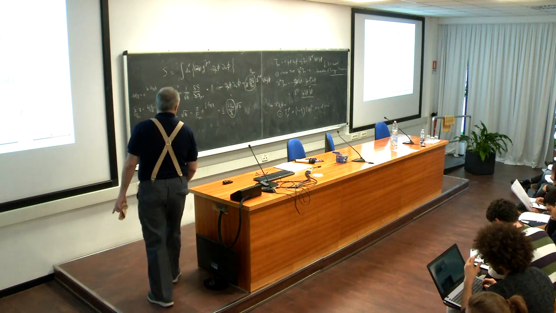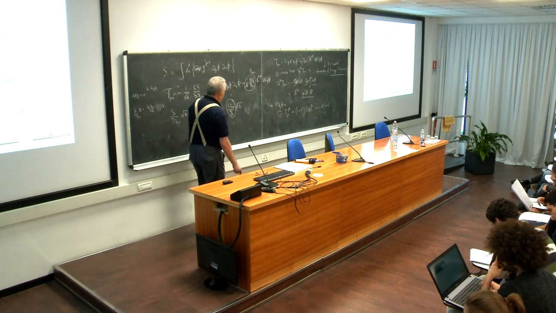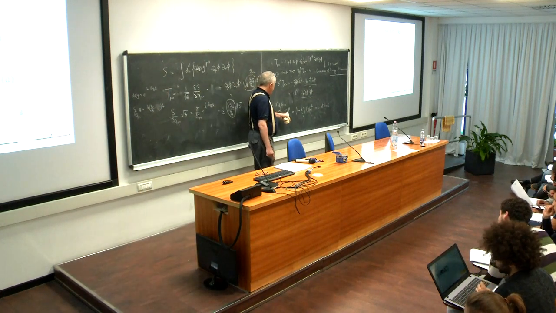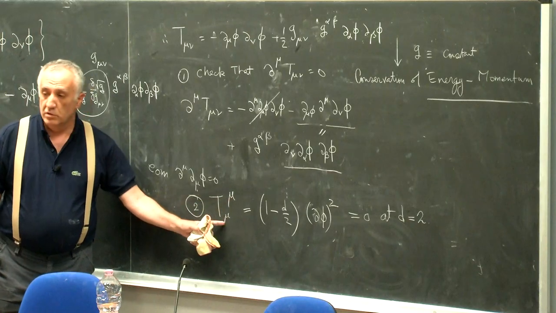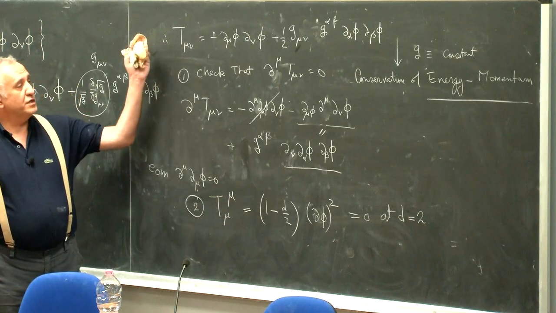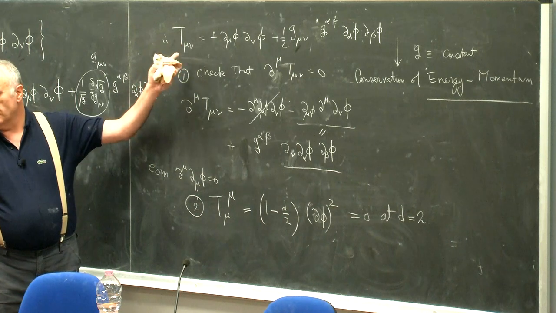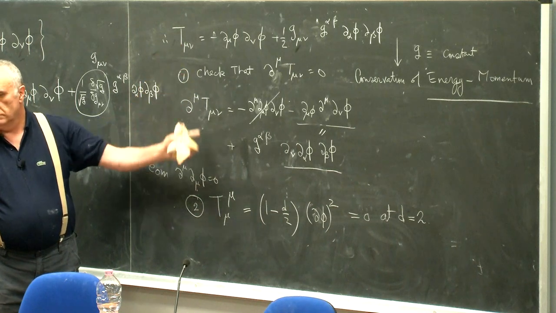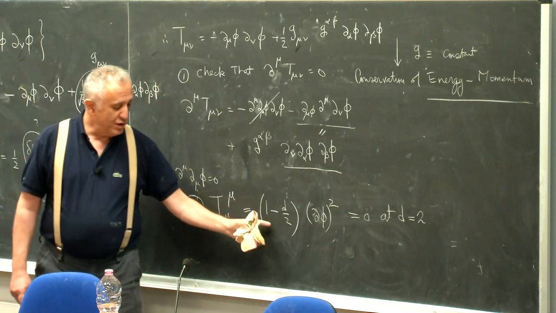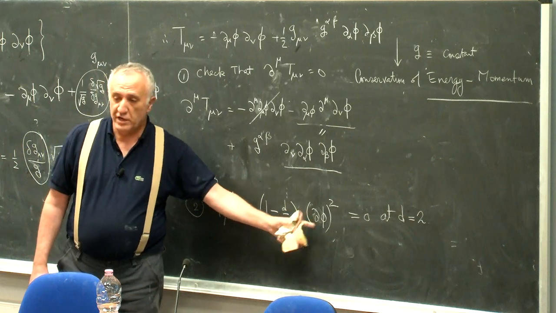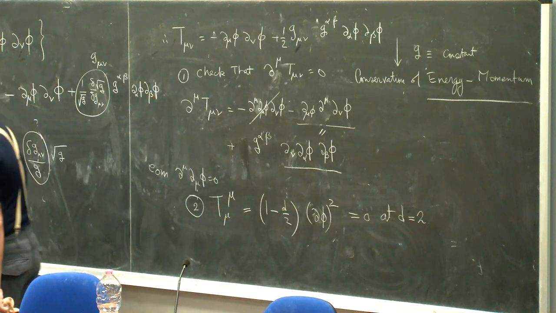Now, next step, take the trace of T. The trace of T is T mu mu. In other words, you multiply with g mu nu and sum. The answer is 1 minus D divided by 2 times d mu phi squared. See if you can get it.